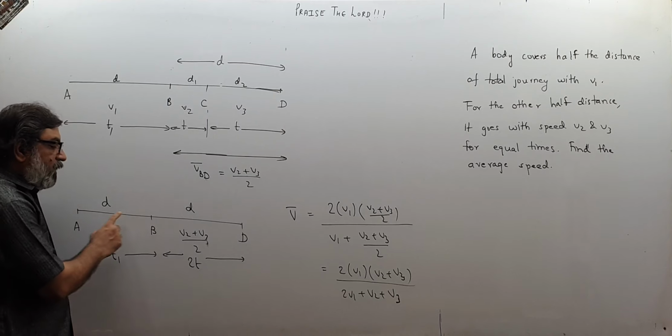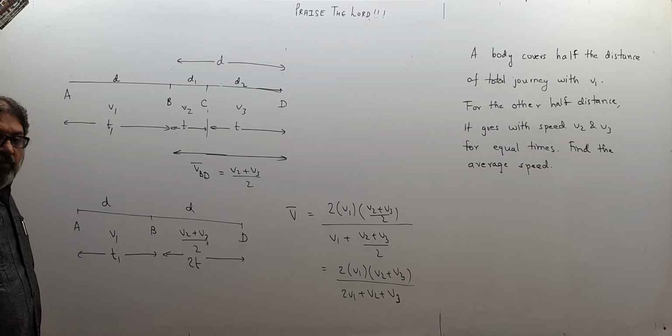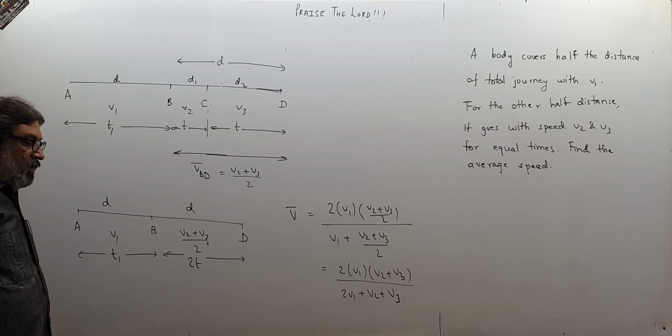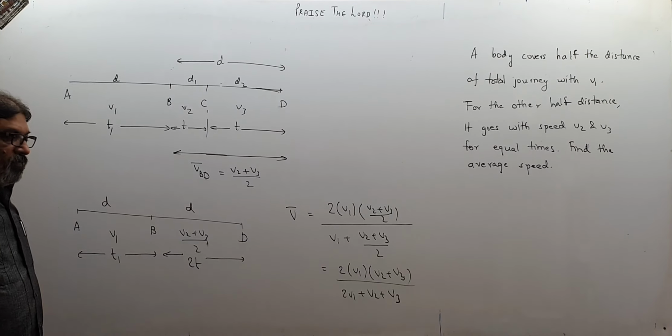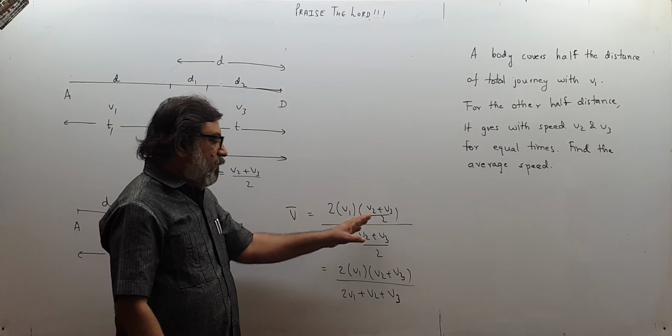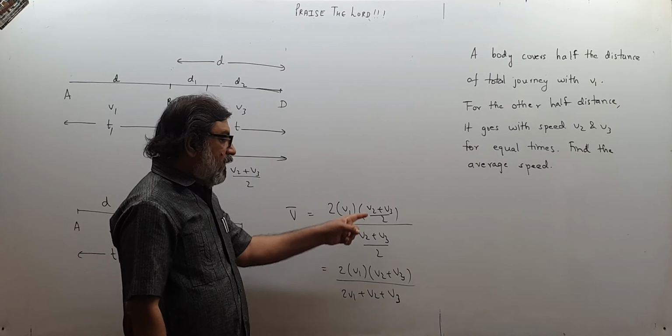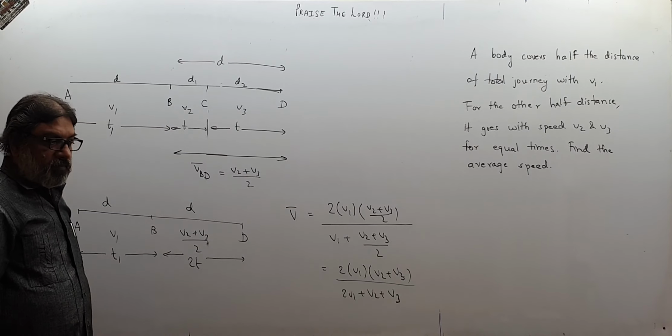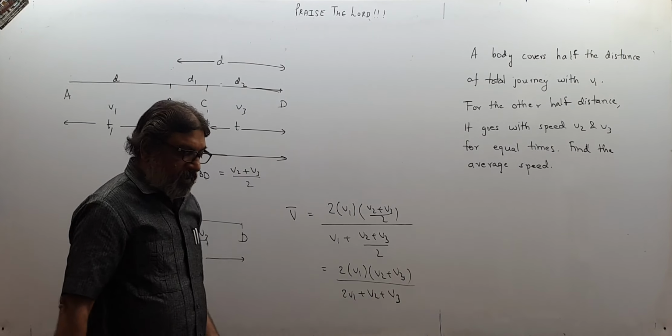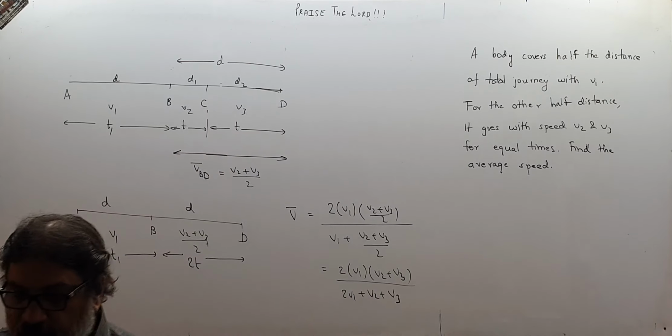So the formula for equal distance, harmonic mean, harmonic velocity, is 2 v1 v2 upon v1 plus v2. What is v2 here? v2 plus v3 upon 2, because that was the average speed from B to D. But that's the trick you have done. Please pause and copy, children.